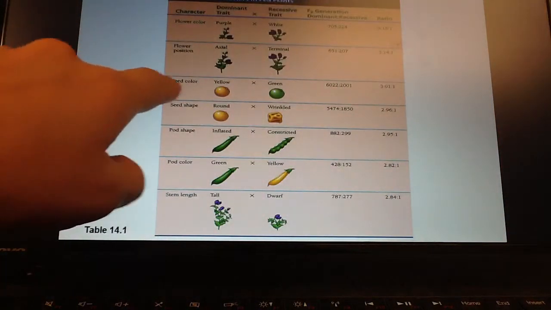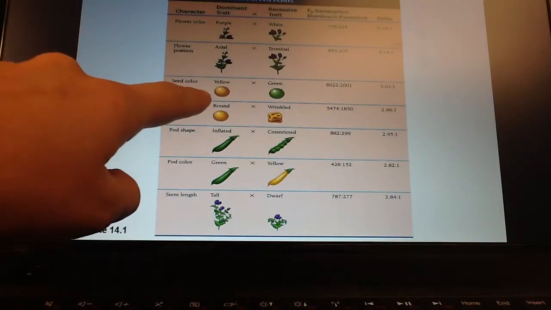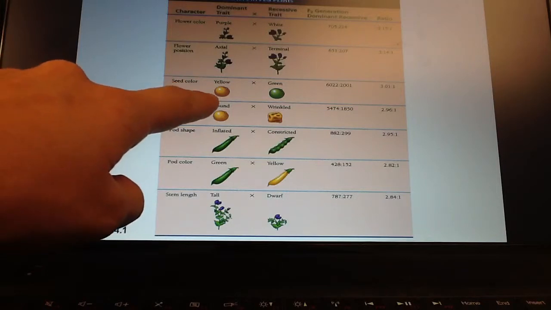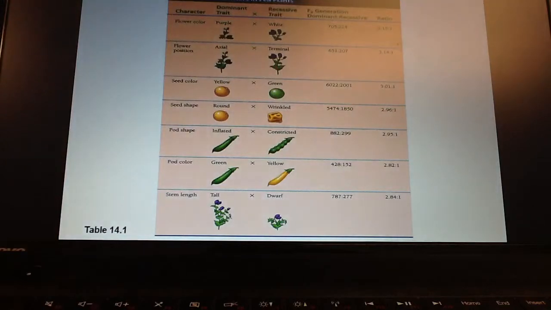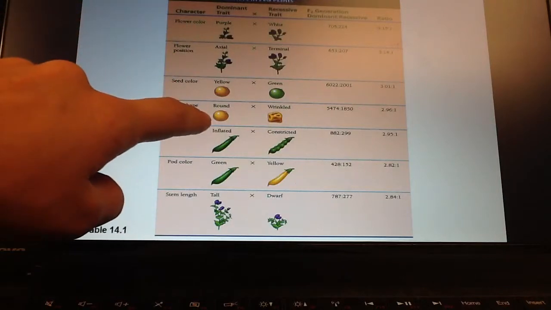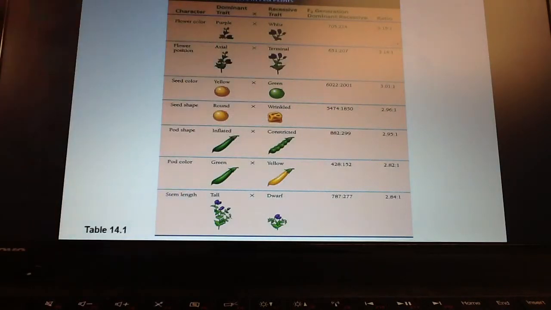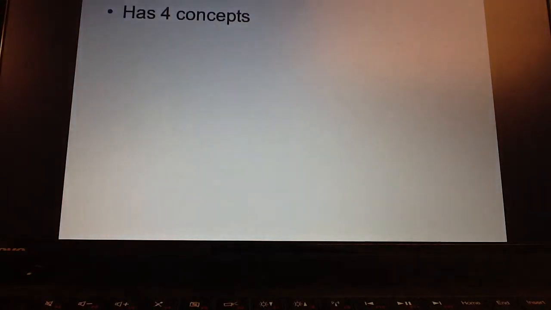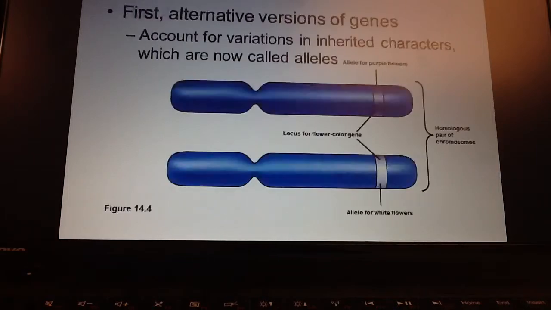When he looked at seed color, yellow versus green, he found that, again, in the F2 generation, 3 times the dominant yellow showed up and 1 time the recessive green showed up. He did the same thing with seed shapes, round versus wrinkled. Again, the dominant round showed up 3 times and the wrinkled showed up 1 time. And so what he found is that there are 4 basic concepts to explain what was happening in these results.